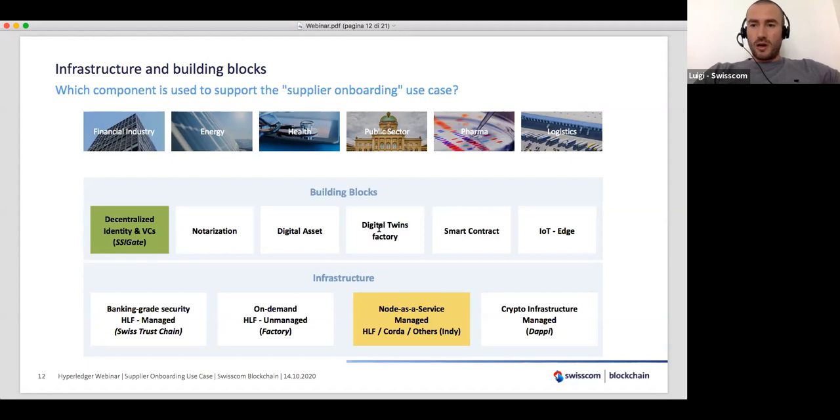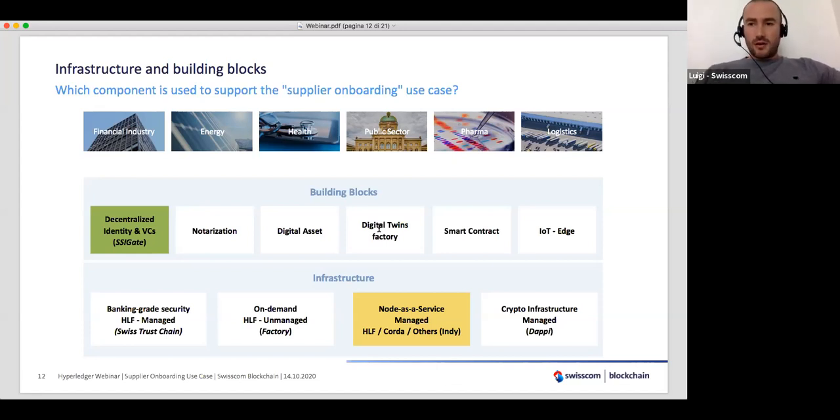Hyperledger Fabric is one of the protocols that we have a lot of know-how in internally. But then, of course, we also support other protocols, such as Hyperledger Indy. And that's why, in this particular case, our know-how on infrastructure for Hyperledger Indy was important. And later, we will deep dive into it.